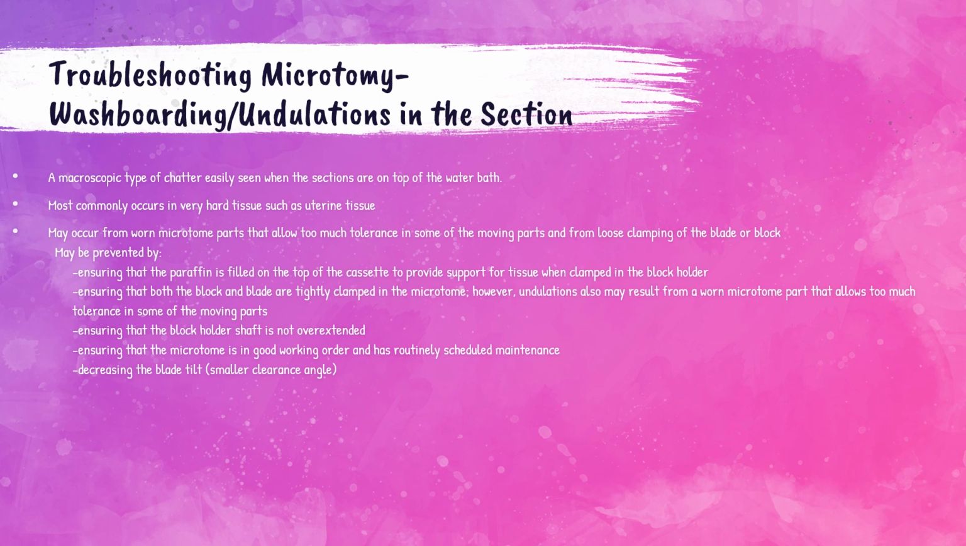This can be prevented by making sure that the paraffin is filled to the top of the cassette to provide support for the tissue. Also, ensuring that the tissue block and the blade are properly clamped into the microtome can help prevent this. The block holder shaft should also not be overextended, as this may cause undulations within the section. Decreasing the tilt of the blade, and also just making sure that the microtome is working well and is up to date on its routine maintenance can help prevent this from happening.